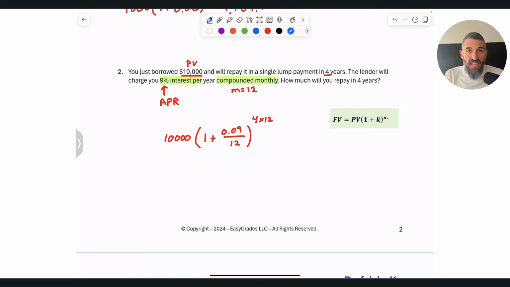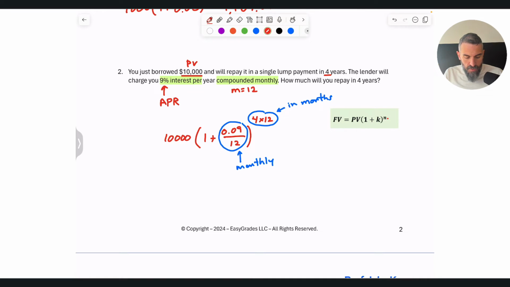This is because your K and your N always have to have the same time frame. So if your K is a monthly rate, which is what it is here, we took our annual rate and divided it by 12, so that's a monthly rate. Well, if K is monthly, your N also has to be in months. If those two don't match, you're not getting the answer you think you're getting. It's very important. Your K and your N, your rate and your time, should always be in the same unit of time. And then you punch it in. So 10,000, 1 plus 0.09 over 12 to the power 4 times 12.